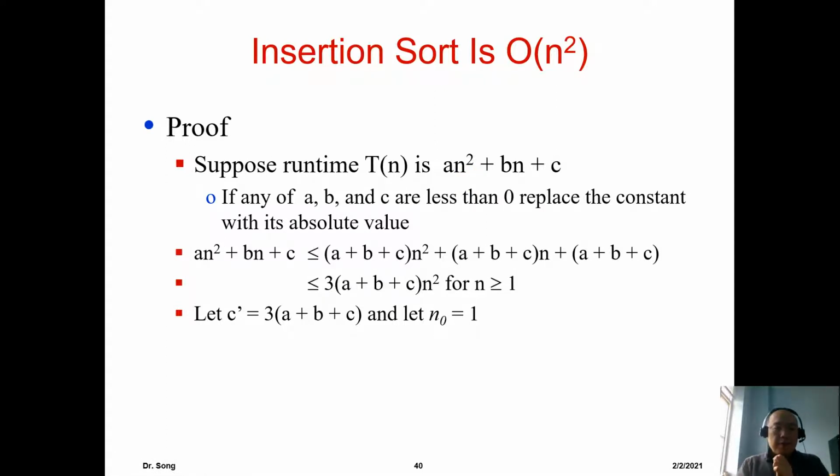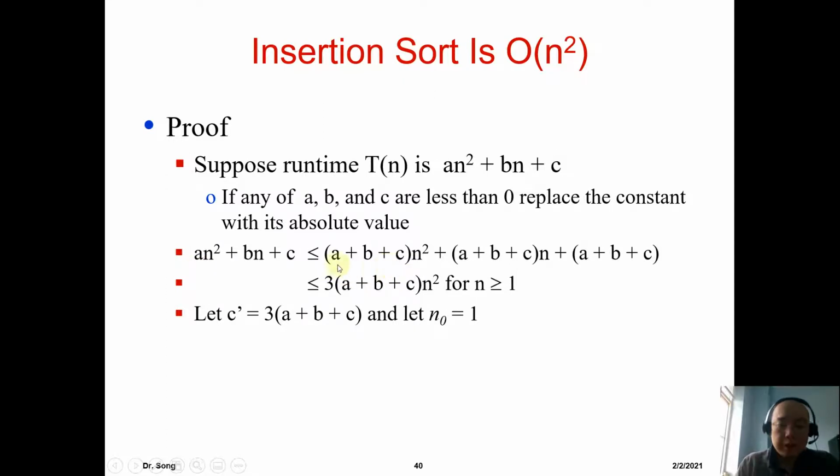And then, let's try to find a c and an n0 so that we can figure out a g(n). This is the math trick I'm going to do. For the first part, a n squared is guaranteed to be smaller than (a plus b plus c) n squared, right? Let's assume that a, b and c are all positive. So a is smaller than a plus b plus c, so a n squared is smaller than (a plus b plus c) n squared.